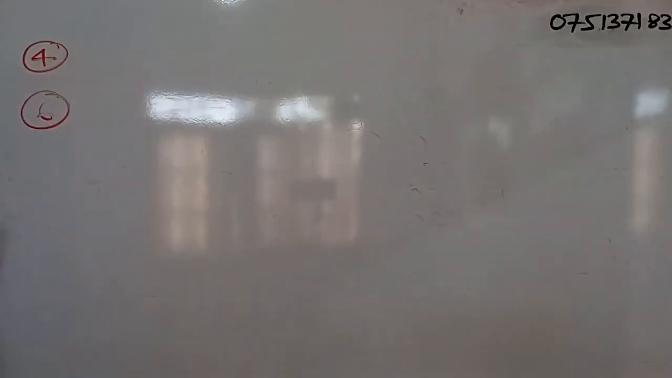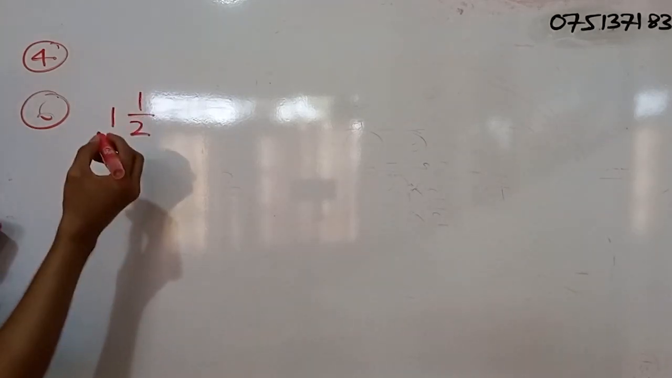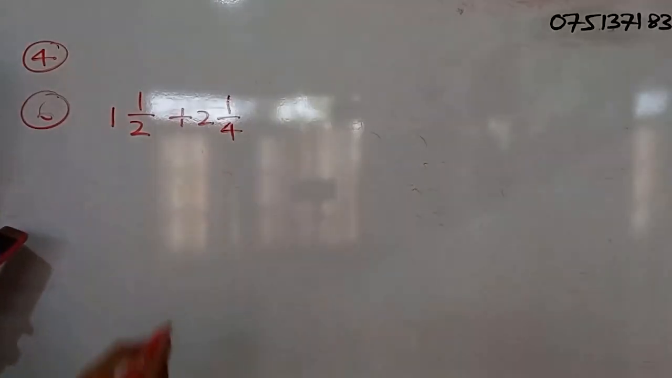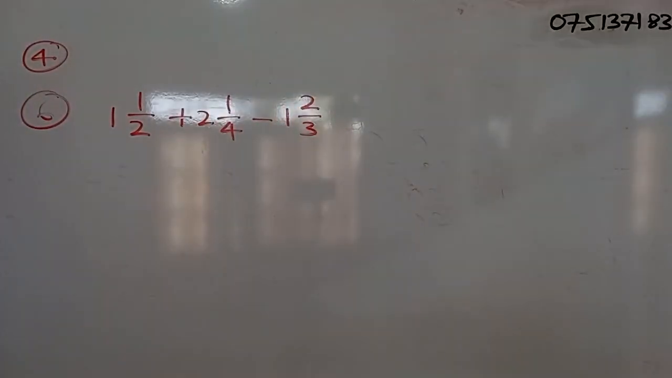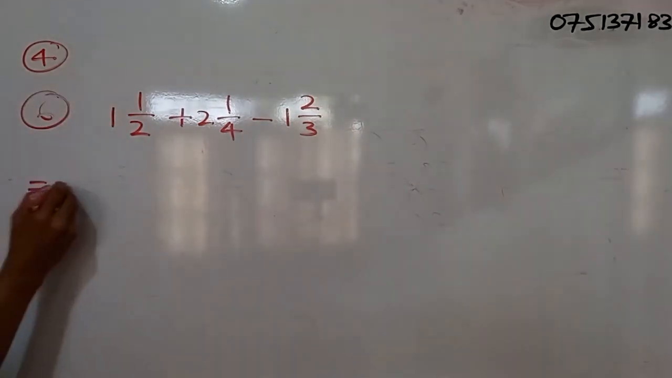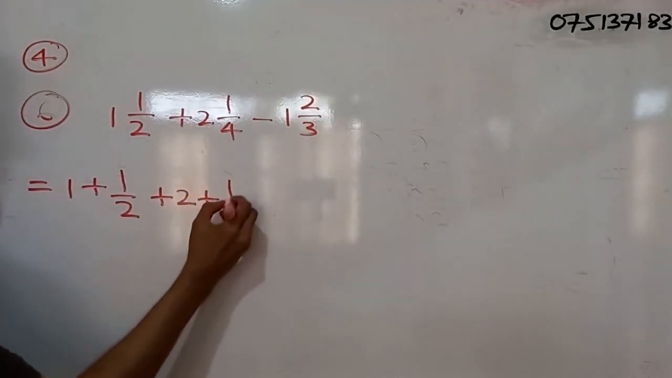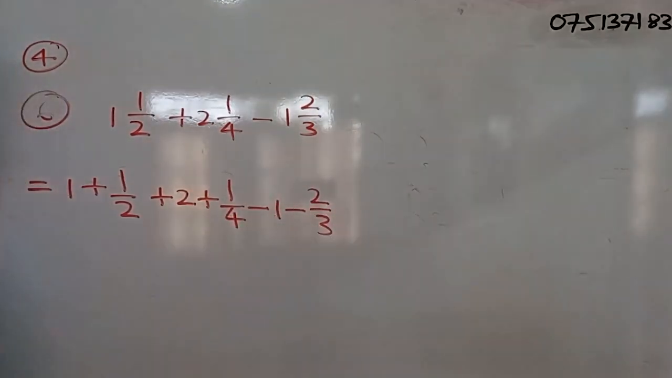Question number 4, part number 6. Right. 1.5 plus 2.25 minus 1 and 2 by 3. So here also I can break this into 1 plus 1 by 2 plus 2 plus 1 by 4 minus 1 minus 2 by 3.